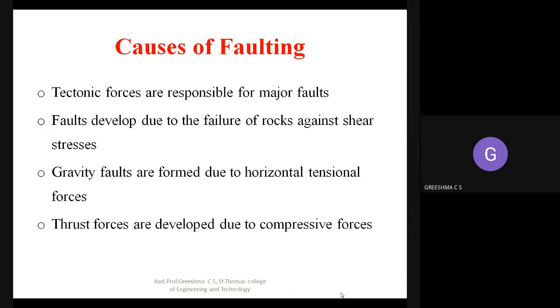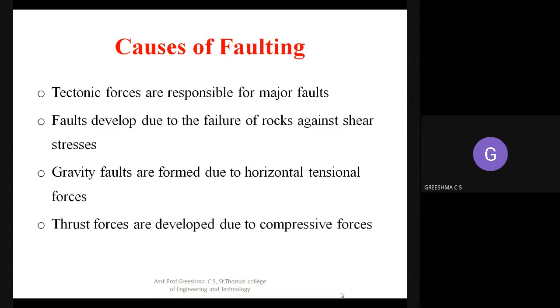Now, there are some faults called gravity faults that occur due to the horizontal tensional forces. That is like your landslides. An example is your landslide, which is horizontal because of the horizontal tensional forces. For example, landslide, gravity faults are also formed. Now thrust faults are developed due to compressive forces. Because of the compressive forces occurring in the rocks, we can also expect faults to happen.